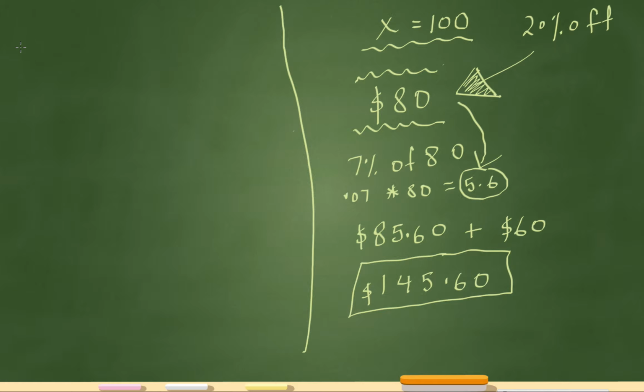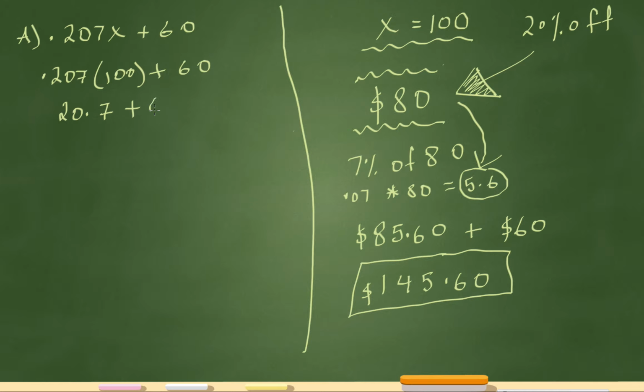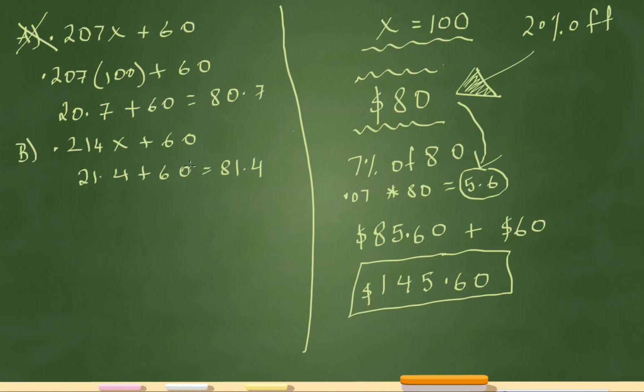Now I'm going to go through all my answer choices. I'm going to plug the 100 back in, since that's my value of x, and see where I get 145.6. So A is saying 0.207x plus 60. So 0.207 times 100 plus 60. 100 times 0.207 is 20.7, and 20.7 plus 60 is 80.7. So I can eliminate A for that reason. If I go to B, that'll be 0.214x plus 60. So 0.214 times 100 is 21.4, plus 60 will give me 81.4, so I can eliminate that.